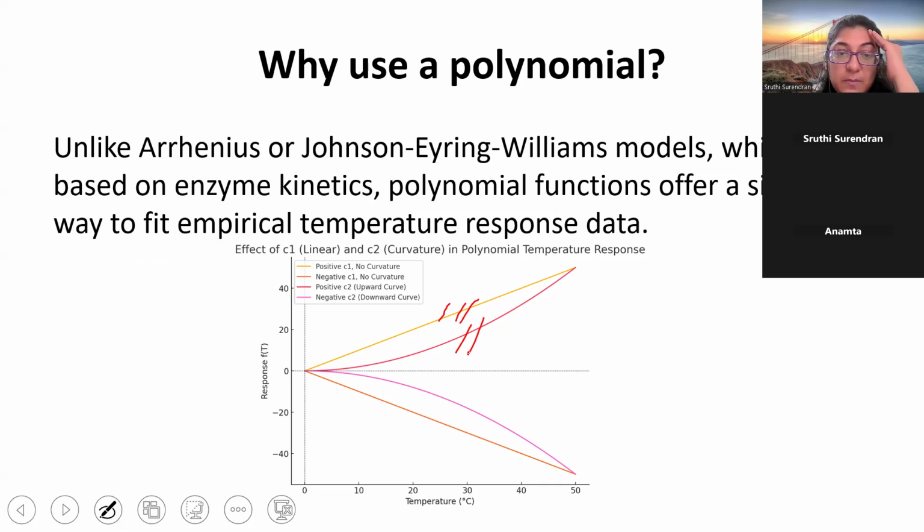This is how the curve will be if the first order coefficient is positive, and how it will be if the first order coefficient is negative. And if C2, the second order coefficient, is positive, it will become like this. And if C2 is negative, it will be a downward curve.